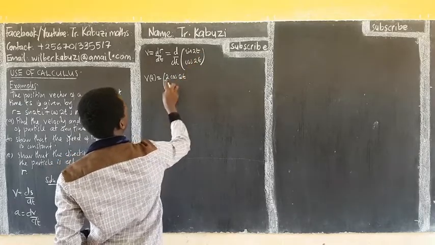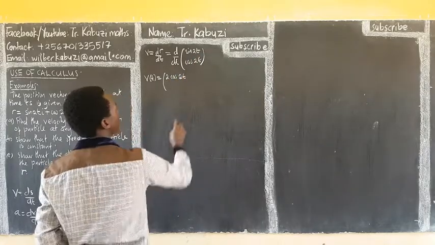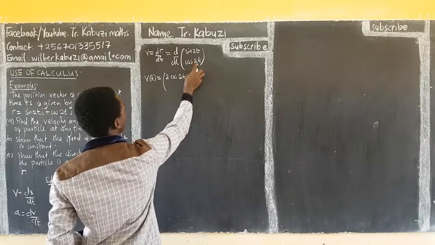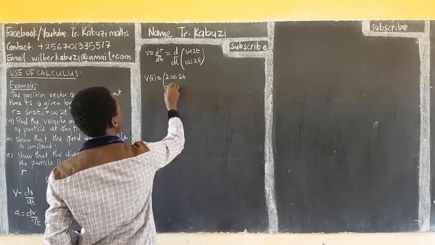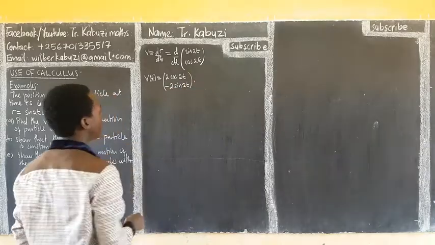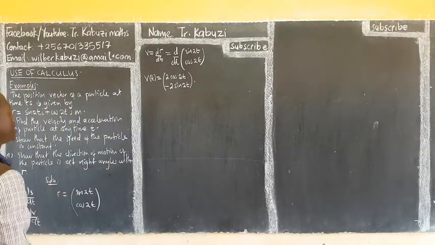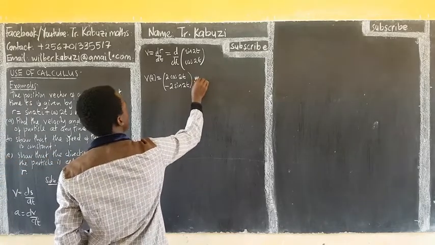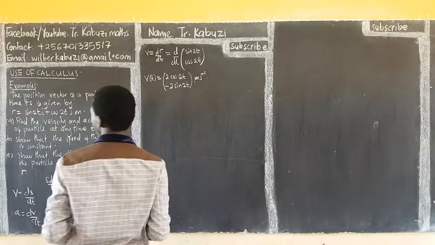I differentiate the angle, I get 2, and then I multiply it there. When I differentiate cos, we get a negative sine of that angle. So that's the velocity at any time t, of course in meters per second.